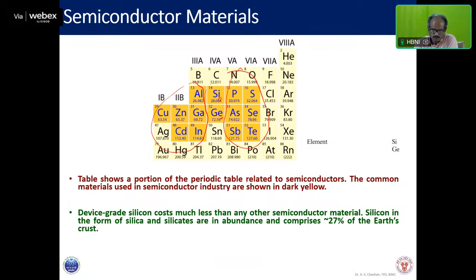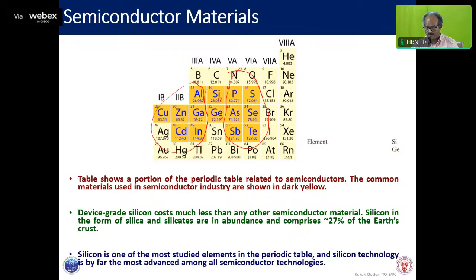How about silicon, which is the most abundant material? Its price is also very cheap. It can be produced easily, and therefore the majority of industries and devices use silicon as a semiconductor because it is quite cheap. And more important is its abundance. It comprises nearly 27% of the Earth's crust.